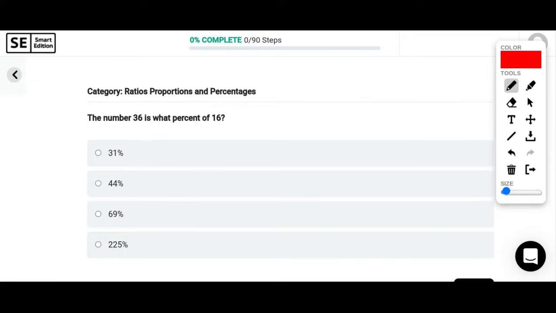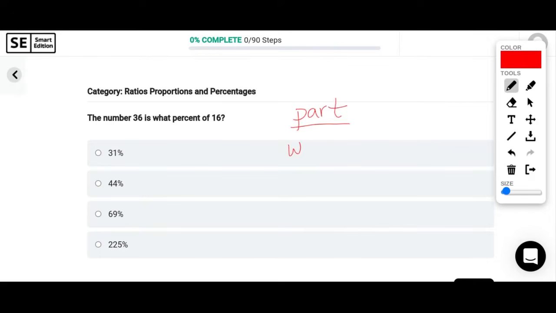Okay, and this is a pretty cool question. The number 36 is what percent of 16? Okay, what percent of 16? So a few different things that we could do. Here, I'm going to show you setting this up again as a proportion. So when we do proportions for percentages, I'll give you a general formula.